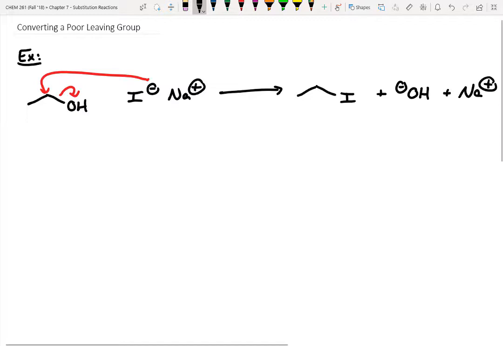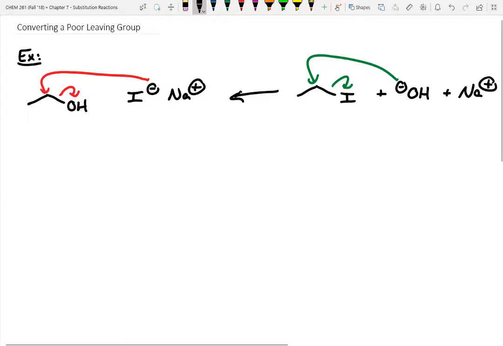Why do you think this reaction won't work? Hydroxide's a pretty crummy leaving group, which we talked about. That, and hydroxide's a good nucleophile, so it's just going to essentially reverse this arrow and say, no, I want you to go back to your starting material form. I don't want you to make product.